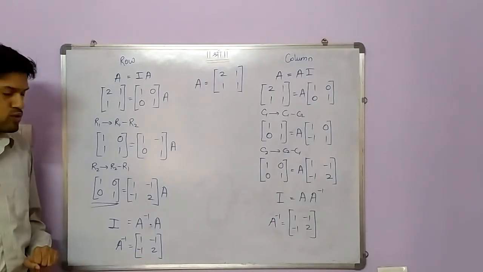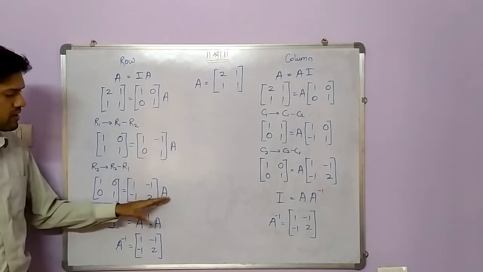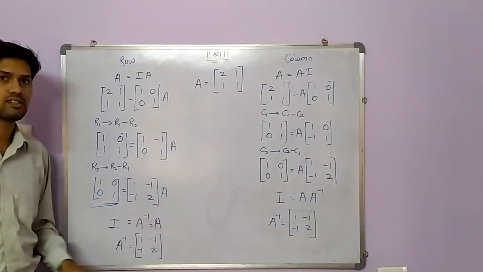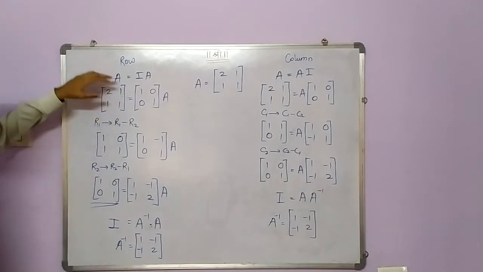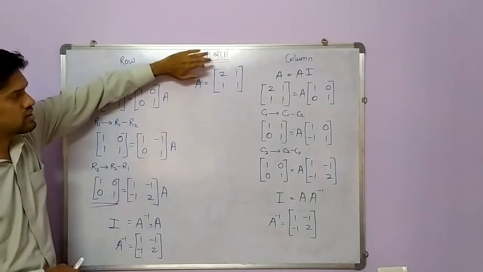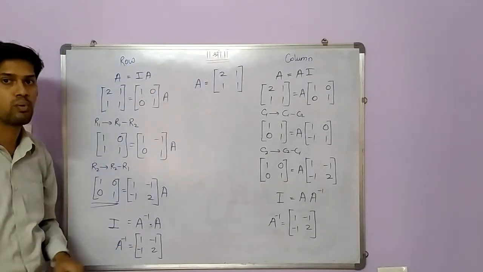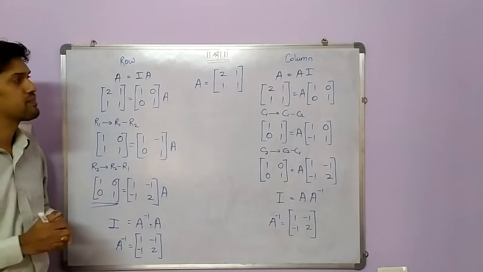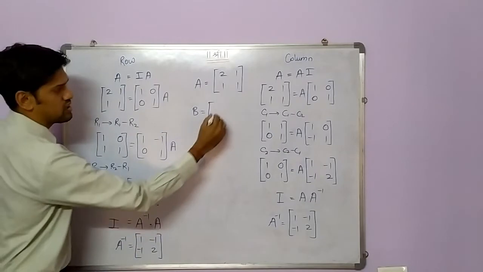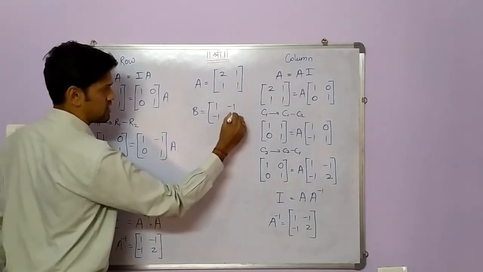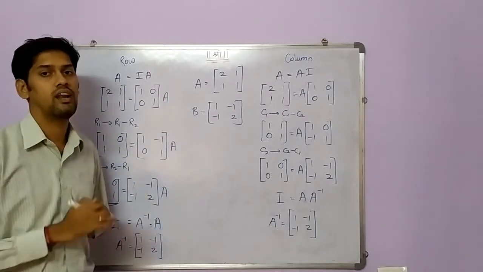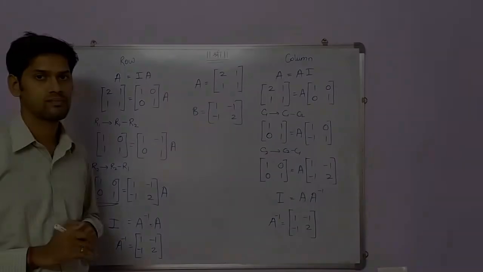So another concept that we have used here is, when I multiply two matrices and I get an identity matrix, then the two matrices are inverse of each other. That means this is the inverse of matrix A and this is the inverse of this matrix. Both are inverse of each other. If I write A inverse as B, that is this, then B is the inverse of A and A is the inverse of B.